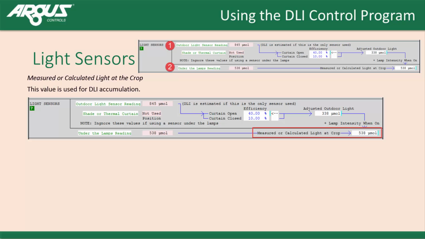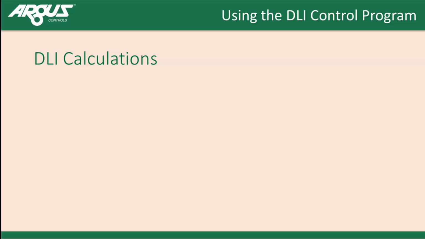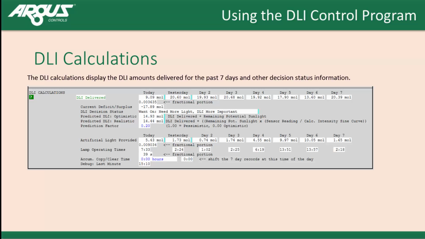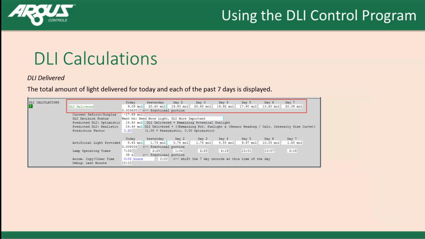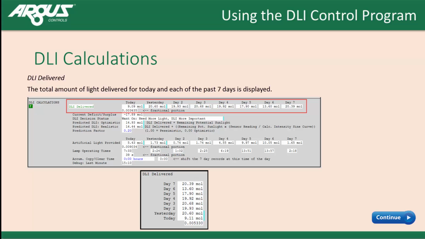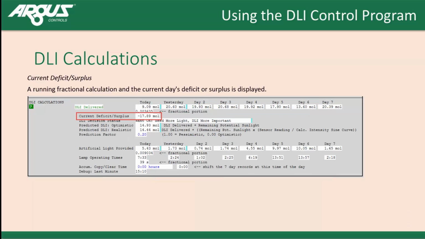Measured or calculated light at the crop. This value is used for DLI accumulation. DLI Calculations. The DLI calculations display the DLI amounts delivered for the past 7 days and other decision status information. DLI delivered. The total amount of light delivered for today and each of the past 7 days is displayed. Current deficit or surplus. A running fractional calculation and the current day's deficit or surplus is displayed.